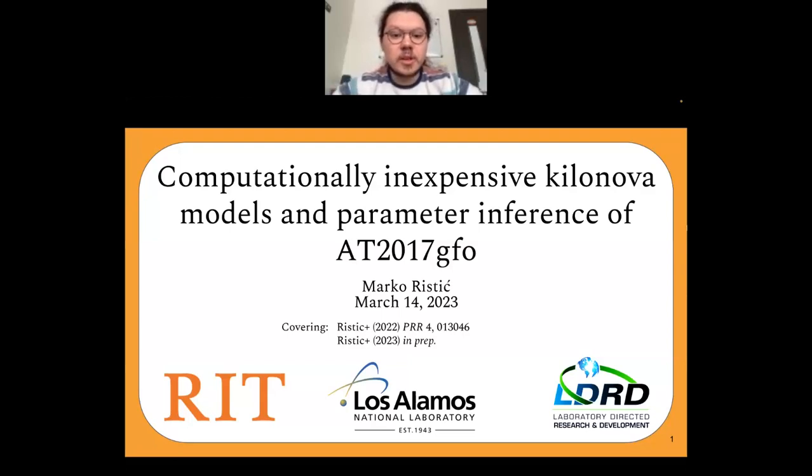And today I'll be talking about kilonova modeling, some interpolation techniques that I use to make it computationally inexpensive, and like Bojan said, how we compare to the event AT2017gfo, which if you have not heard of, I'll discuss in a little bit of detail.